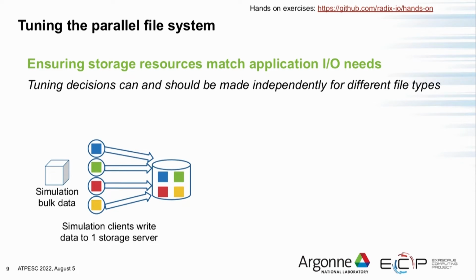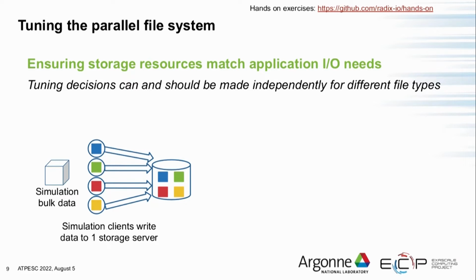So we'll look at a scenario here, but the high-level takeaway is that you should be making tuning decisions independently for different classes of files. For instance, if you had a simulation that has a ton of bulk data, like climate data or some other large data set, that requires you to be mindful about how this is stored on storage servers.